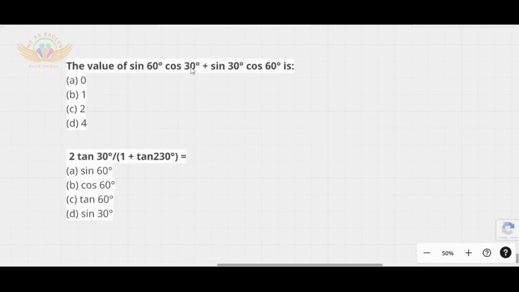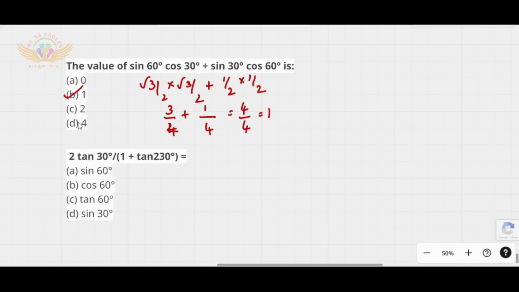The value of sin 60 cos 30 plus sin 30 cos 60. Direct question, you just have to substitute the values. Sin 60 is root 3 by 2 and cos 30 is also root 3 by 2. Sin 30 is 1 by 2, cos 60 is also 1 by 2. So root 3 into root 3 is 3, 2 into 2 is 4, so 3 by 4, plus 1 into 1 is 1, 2 into 2 is 4. 4 by 4 is the answer, that is 1. So B option is the right answer.